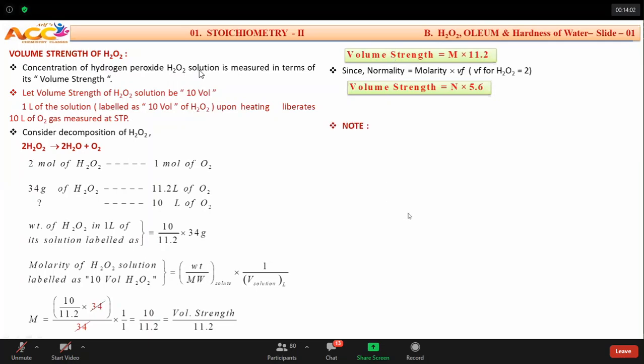Now, there is a small, beautiful, advantageous point. We are saying volume strength. The strength word is used a number of times in the solutions chapter, right? In a concentration method, every strength word has a different meaning. Try to have a difference between all that. First statement is, sir, what is volume strength? Volume strength is equal to molarity into 11.2. Okay, ठीक है. What is volume strength? Normal into 5.6. ये भी ठीक है.